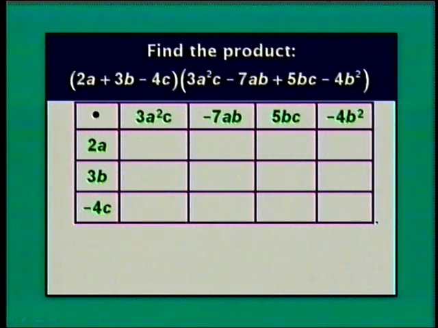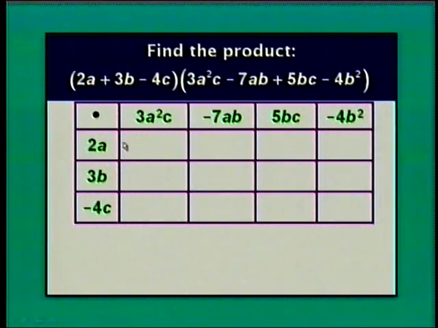Let's find another product with a table. This one I have a trinomial, 2a plus 3b minus 4c, multiplied by a polynomial with 4 terms, 3a squared minus 7ab plus 5bc minus 4b squared. I'm going to use this same technique using the table. So I've placed the 2a, 3b, and negative 4c from that trinomial in the first column, and then the 3a squared c, minus 7ab, positive 5bc, and negative 4b squared along the top row.